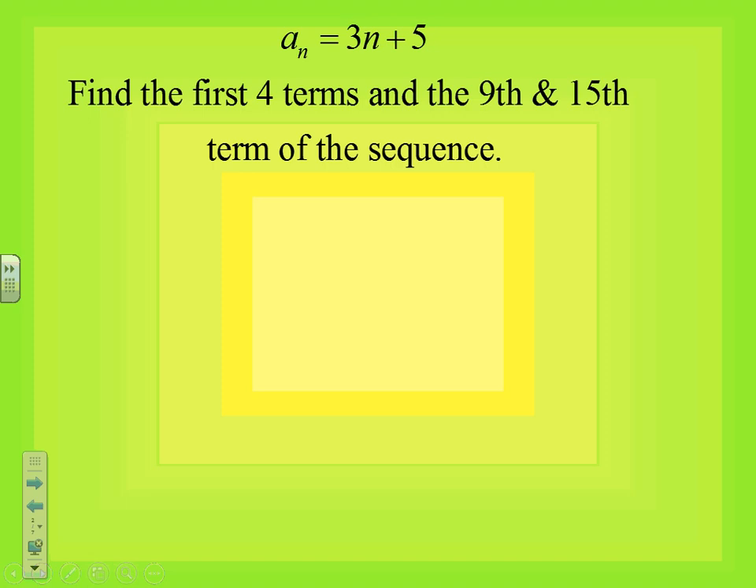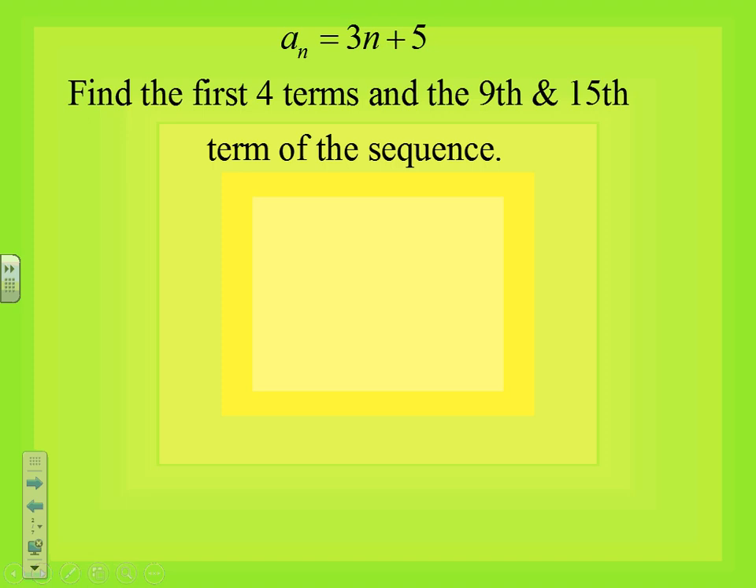So here's a very common thing this asks you to do. Find the first four terms and the ninth and the 15th term. So again, there's that nomenclature, the word term. Basically it's saying, what is the output when x is 1, when x is 2, when x is 3, when x is 4, or in this case, what is the output when n is 9 or when n is 15. That's what it means when it says these are the terms.